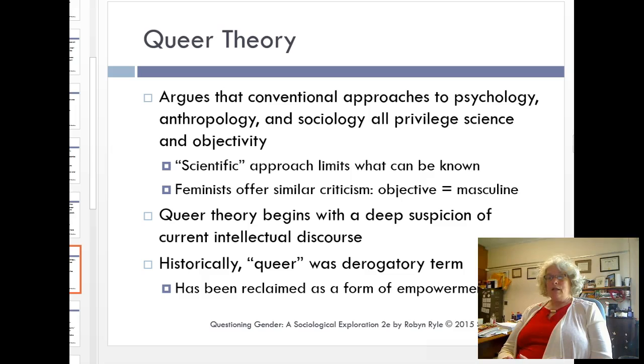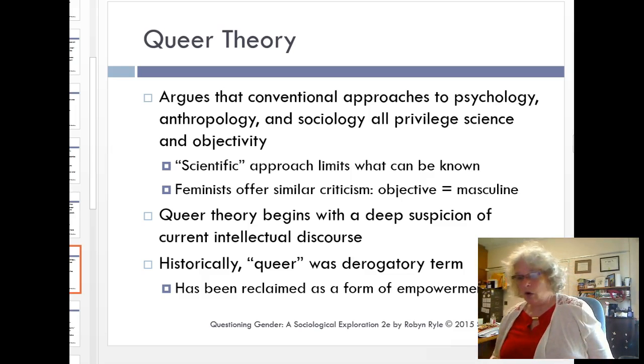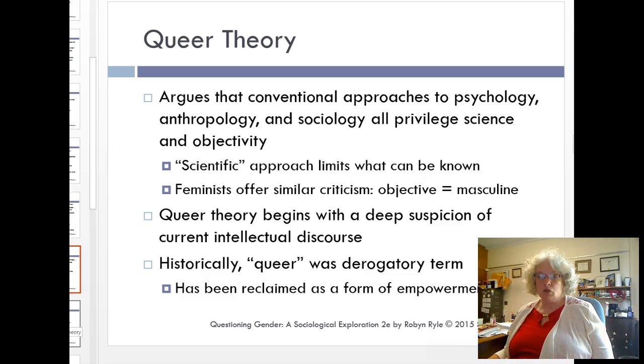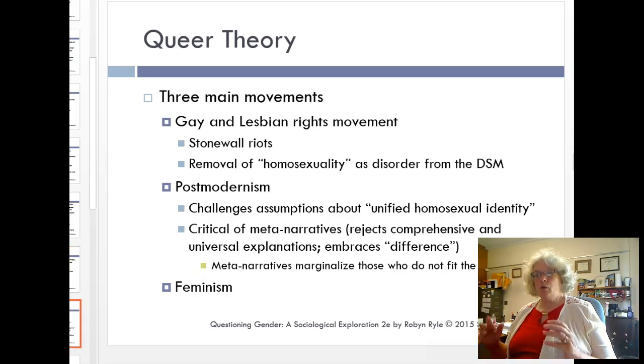Now, queer theory argues that the conventional approaches to psychology, anthropology, and sociology are all privileged science and objective. And queer theory begins with a deep suspicion of the current intellectual discourse. In other words, they question everything that's going on, and they look to try to understand without necessarily putting that strong research behind. I find queer theory very difficult to understand.